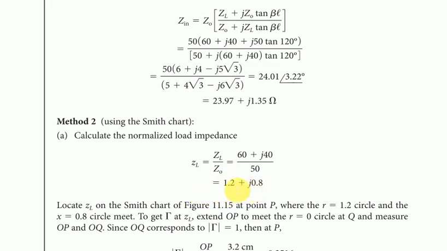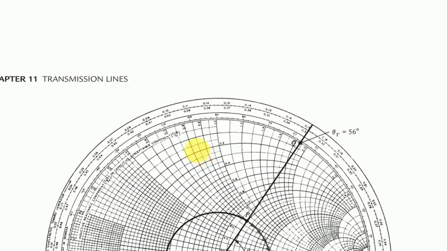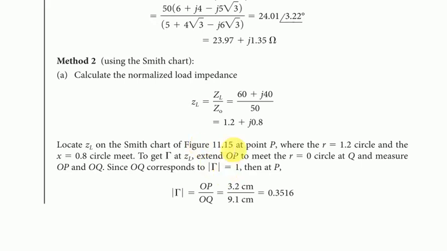ओके, सो नाउ यू हैव टू लोकेट द पॉइंट ऑन द स्मिथ चार्ट विच विल रिप्रेजेंट दिस स्मॉल ZL. आपको स्मिथ चार्ट पे वो पॉइंट लोकेट करना है जो आपके normalized load impedance को represent करे. So let us see how to represent. First of all, see what is the value of ZL. ZL is 1.2 plus J 0.8.